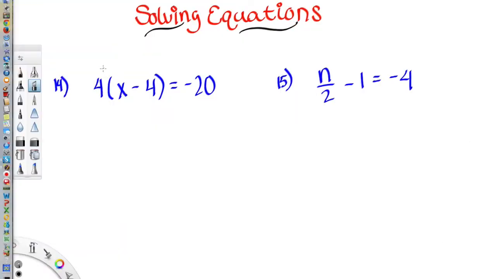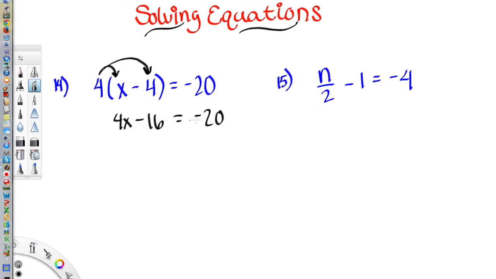The next two problems, we have numbers 14 and 15 that we'll look at. When I look at 14, I have 4 times the difference of x and 4 is equal to -20. Well, the first thing we always have to do when solving equations, if we see that there's any like terms that we can combine or any distributing, we need to do it because we need to simplify the equation before we solve the equation. And in order to simplify this equation, we need to distribute first. And when I distribute the 4 times each of the terms inside the parentheses, I get 4 times x, which is 4x. And then 4 times 4 is going to be 16. And that'll all be equal to -20.